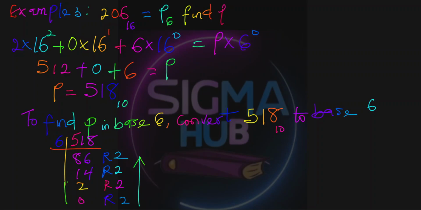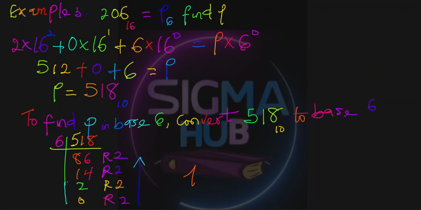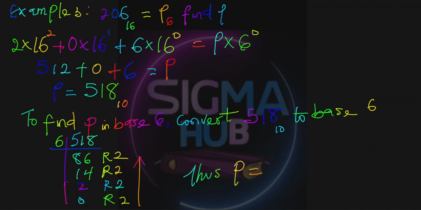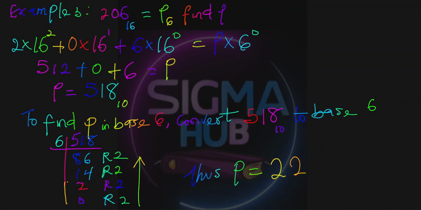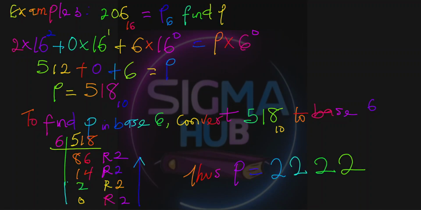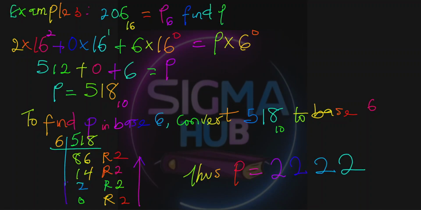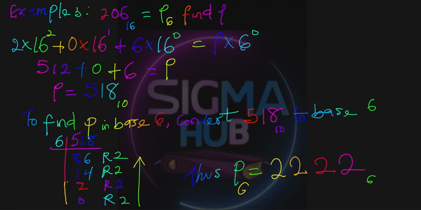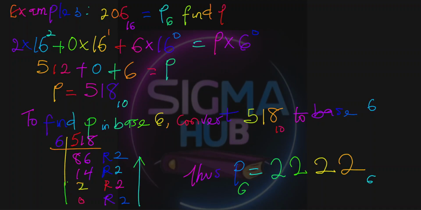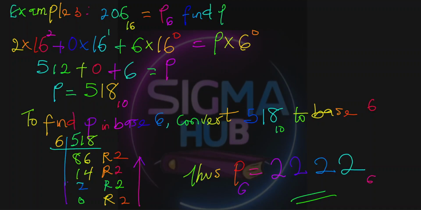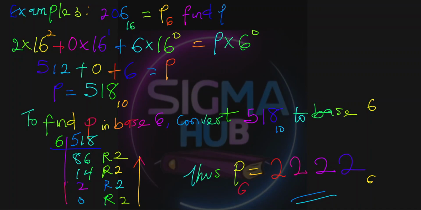So hence, we can say p is equal to 2222 in base 6. And that's how you go about it. You can see all these things are very easy.